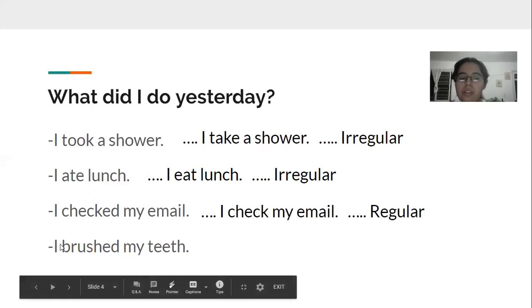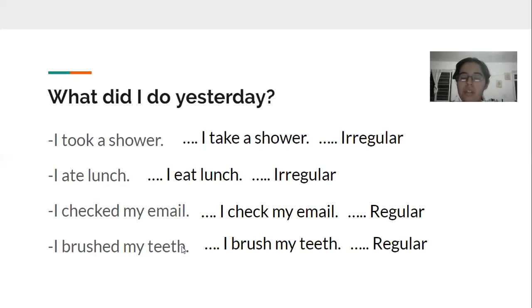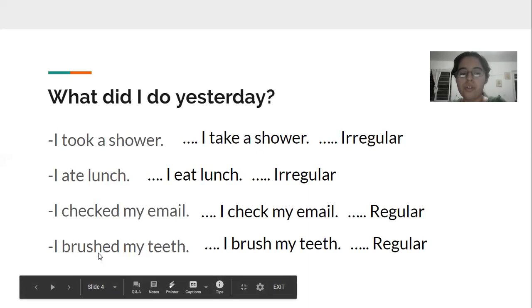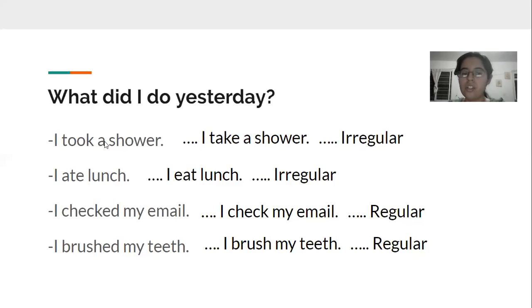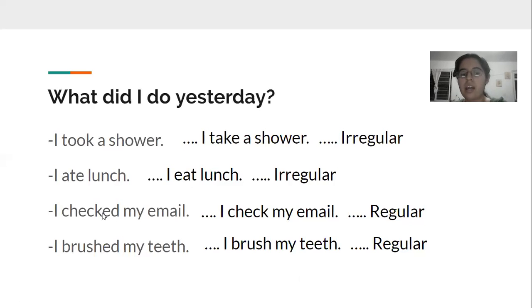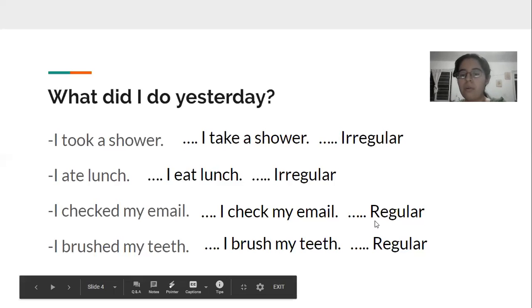And the fourth one says, I brushed my teeth. In present, it would be I brush my teeth. So brush, brushed, we add the ed to make it in past, so it's regular. We can see here that the ones that change are irregular, and the ones where we just add ed are regular.